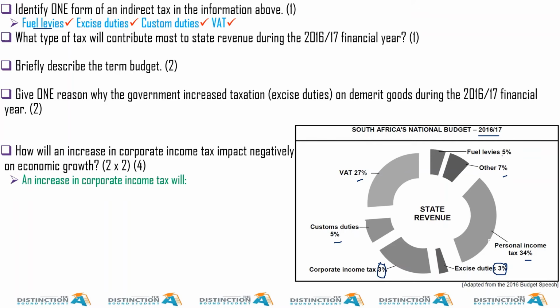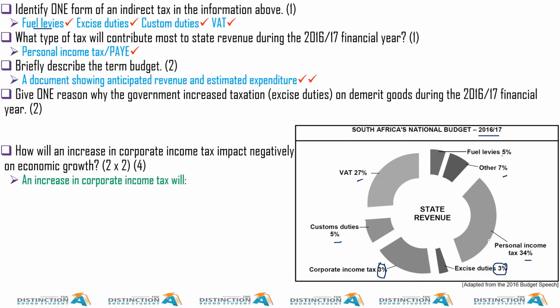What type of tax will contribute most to state revenue during 2016-17 financial year? That would be personal income tax. That's 34%. It's more than anything you see there. Briefly describe the term budget. So you see, with the topic public sector, you don't want to prepare for the exam and not know the definition for this term budget, because for the third time we're defining the same term. It's a document showing anticipated revenue and estimated expenditure. Again, you see those two words are always there.